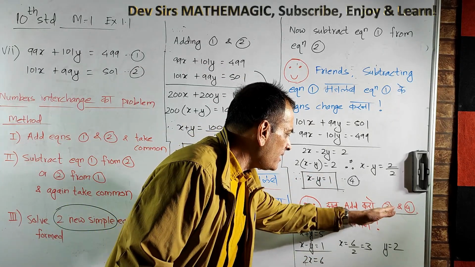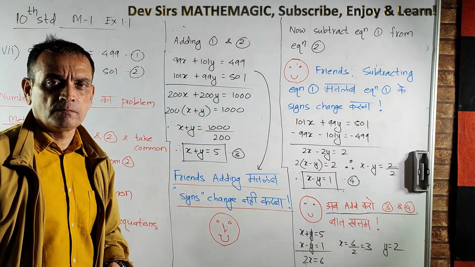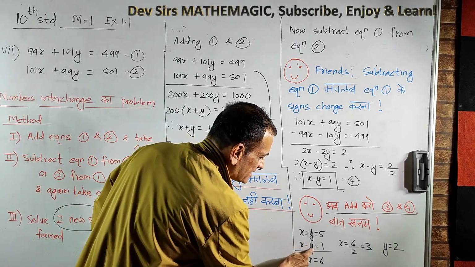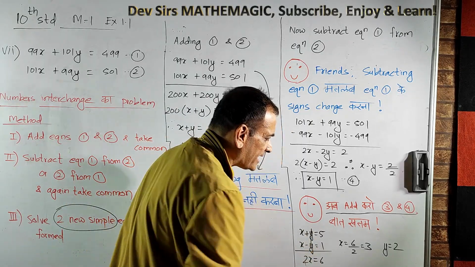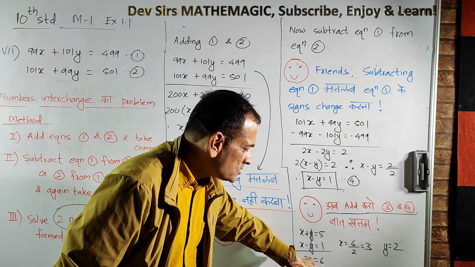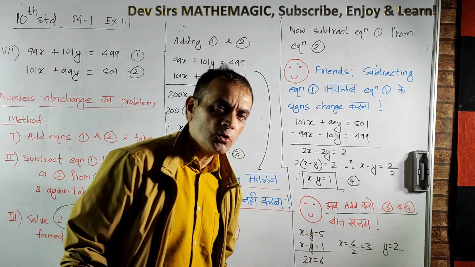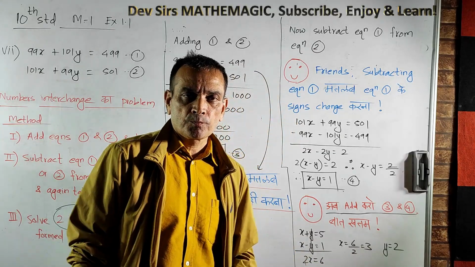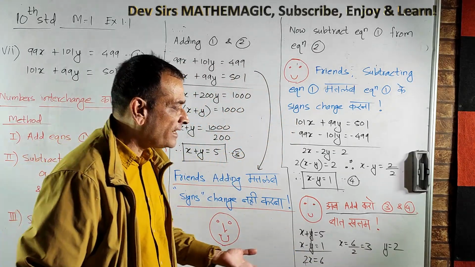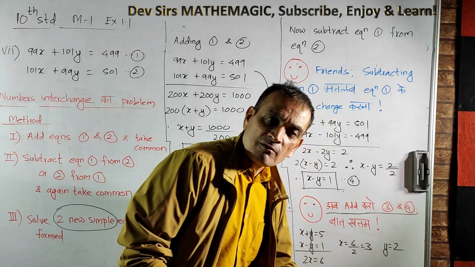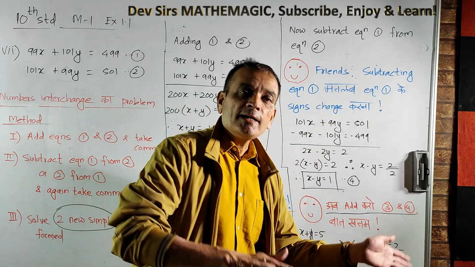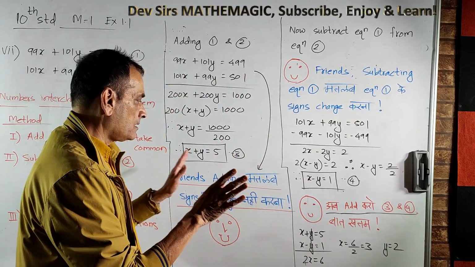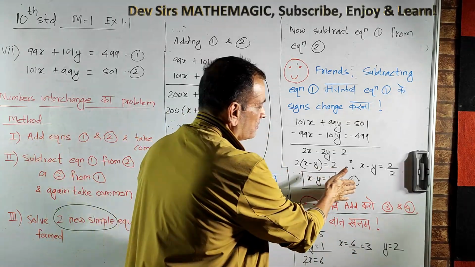Now add 3 and 4, that's it. So just add: x plus y equal to 5, x minus y equal to 1, plus y minus y gets cancelled. 2x equal to 6. x equal to 6 upon 2, you know all these things. x equal to 3. And you know how to find the value of y, that is your favorite. To find the value of any other variable, substitute the value of x in either equation 3 or equation 4.